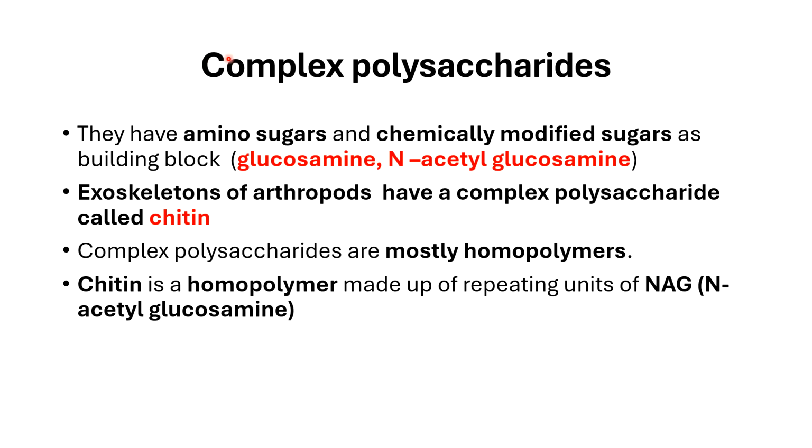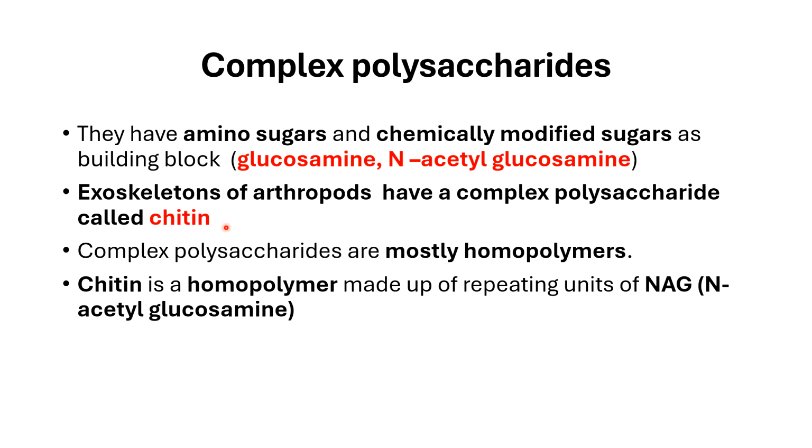So till now we saw homopolysaccharide, which consists of a single or one type of repeating unit. If more than one type of repeating unit is present, it is called heteropolysaccharide. Now, there is a third type of polysaccharide, which is called complex polysaccharide. What is complex polysaccharide? In this case, the repeating unit will be an amino sugar, which is nothing but a chemically modified sugar. The example is chitin.